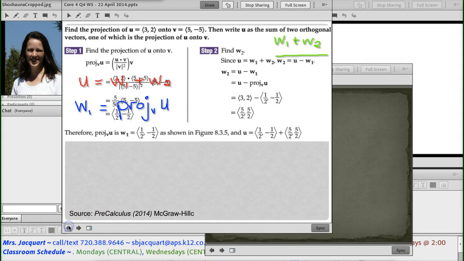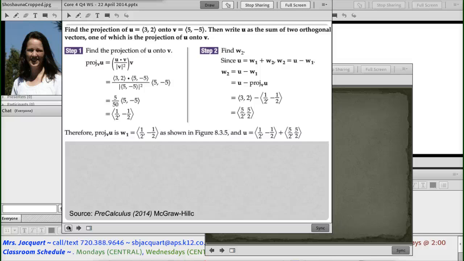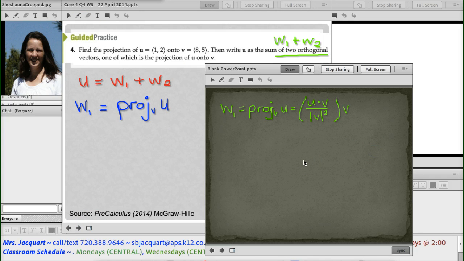w1, let's go write that formula down so we can put the stuff in there, equals projection of u onto v, u dot v over magnitude of v squared times v. Okay, so now I just put it down there so I have it to work with. So we're going to put our parts in there.